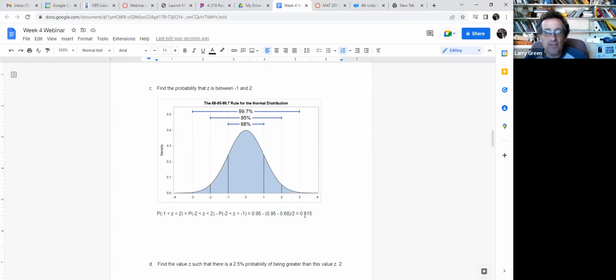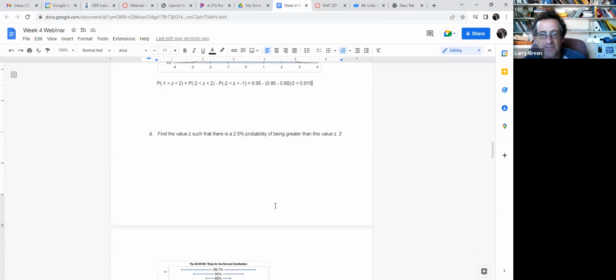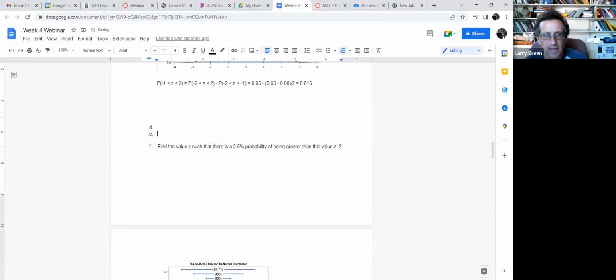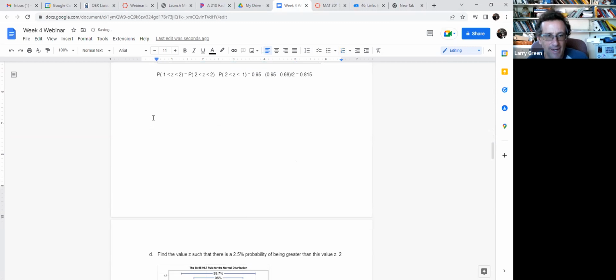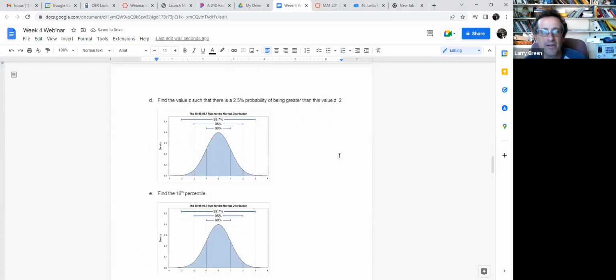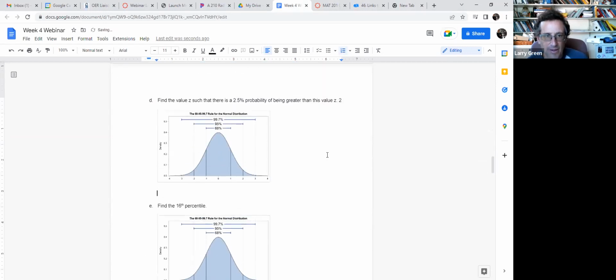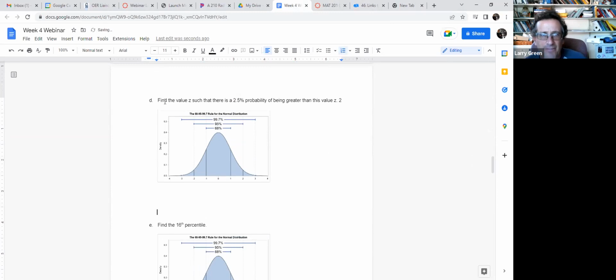Okay. Now comes part D. D is a little different. Let's do this. Yeah, I just want it to be on its own page. Okay, find the value of z such that there's a 2.5% probability of being greater than this value.